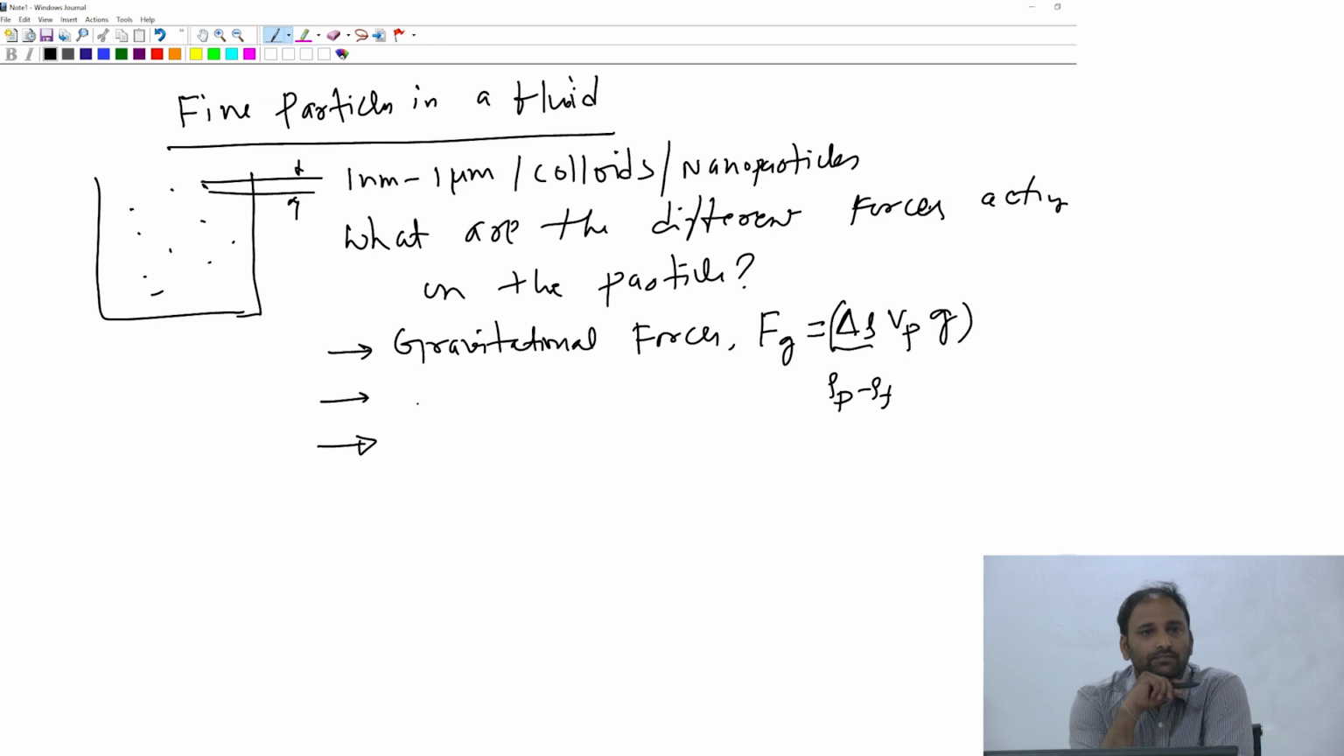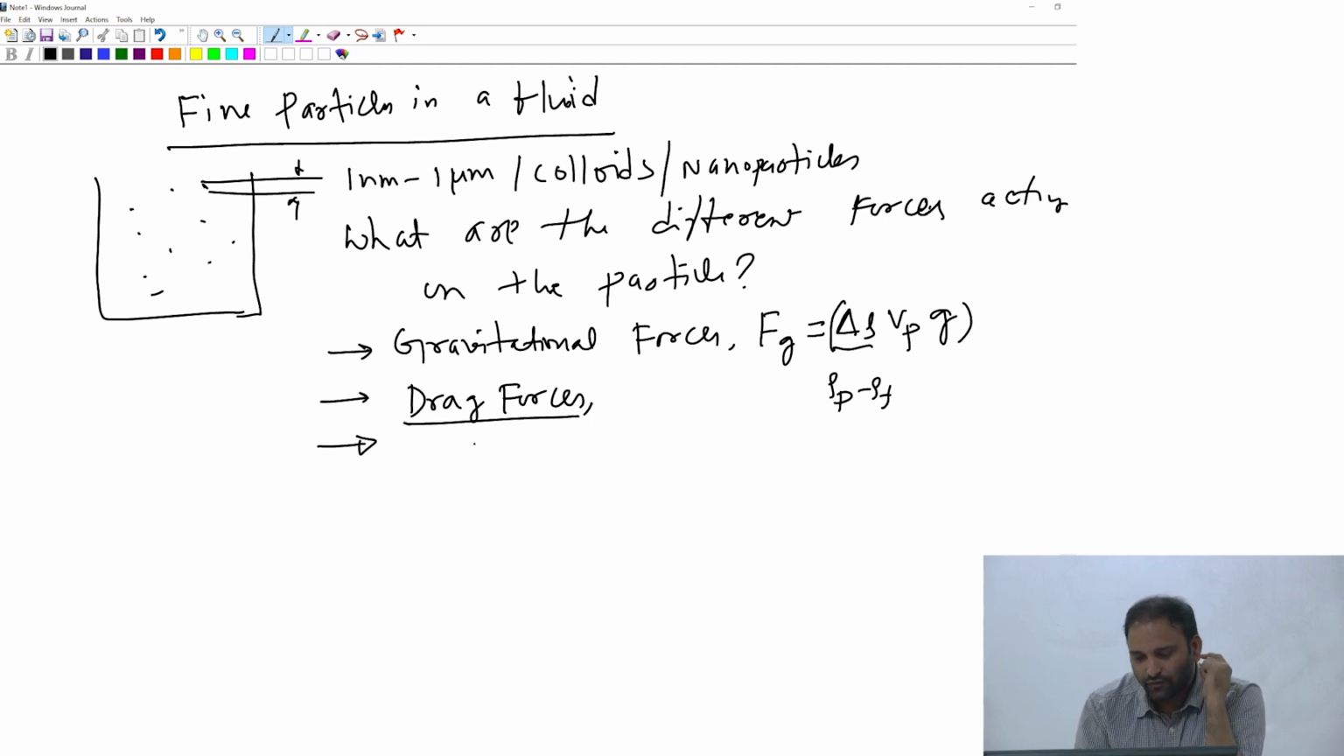Any other force? Somebody says drag force. Do you think there's going to be a drag force? You have learned that the drag force comes into the picture whenever there's a relative motion between the particle and the fluid, and especially when you take these tiny particles, 1 nanometer or 1 micrometer. They were moving around because of what is called Brownian motion. Whenever there is a relative motion between the particle and the fluid, your drag force is going to come into the picture.